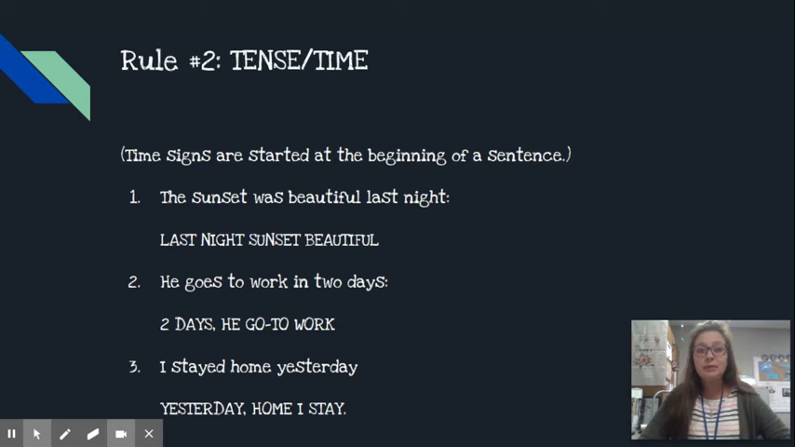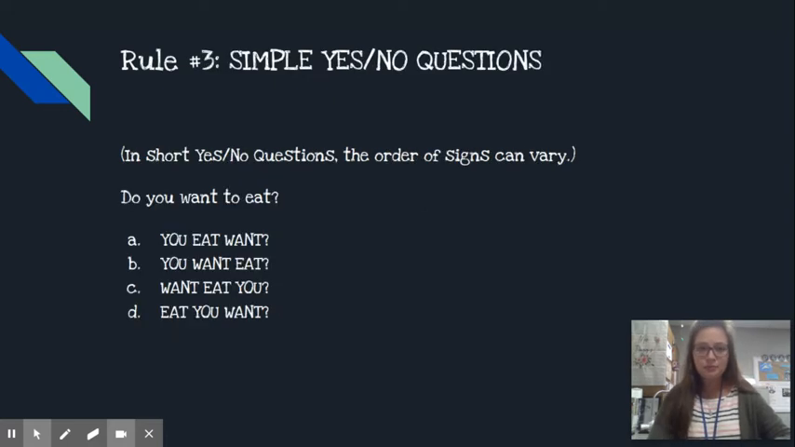Anything that establishes time. And sometimes there's words that we kind of tend to forget show a time, and we don't put that first. For example, like my birthday. Well, technically, birthday shows a time, so that needs to go first. So just remember, anything that relates and shows a time or a time period will go first.